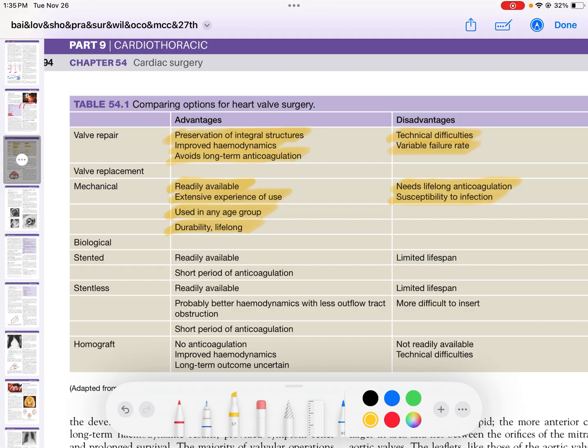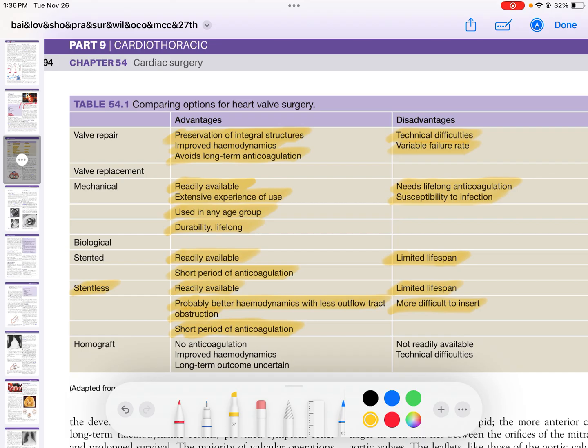Stented heart valve surgery. Advantages are readily available, short period of anticoagulation. Disadvantages: limited lifespan. Stentless valves are readily available, with probably better hemodynamics and less outflow tract obstruction, and a short period of anticoagulation. Disadvantages: limited lifespan, more difficult to insert.